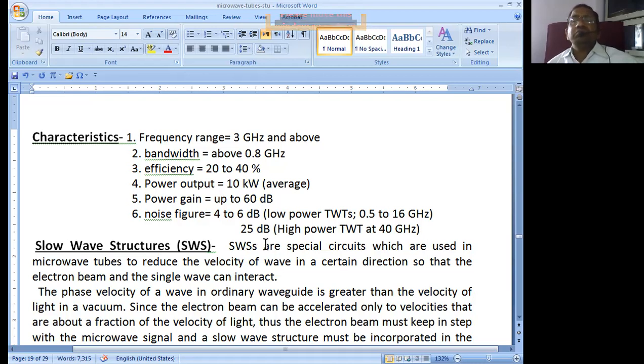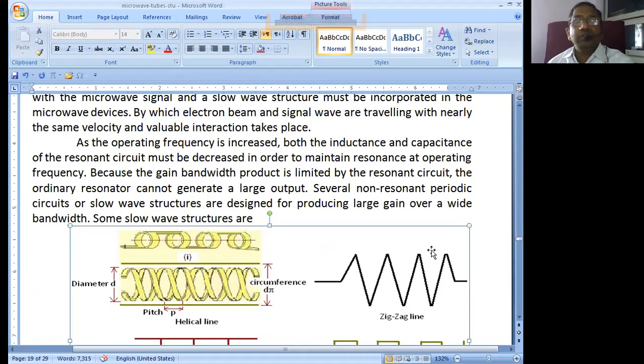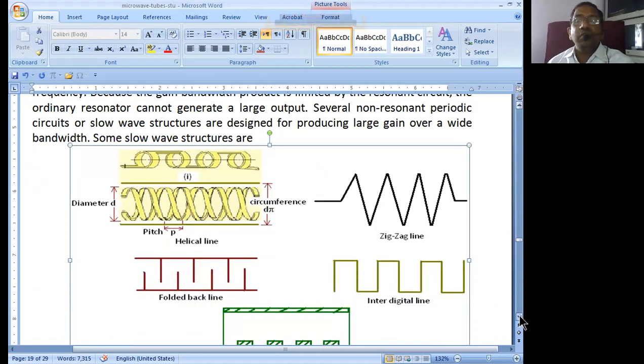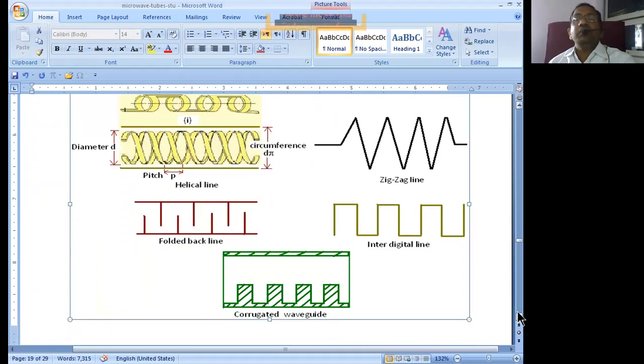So it is almost double the reflex klystron maximum efficiency. And power output, it can give more power, in the range of 10 kilowatts. And power gain is also very good, up to 60 dB. Noise figure is somewhat high, 4 to 6 dB for low power ranges, and for high power ranges even 25 dB. Okay, so noise figure is not so good in the case of the TWT. Noise is also going to get amplified along with the signal if the noise figure is really high.